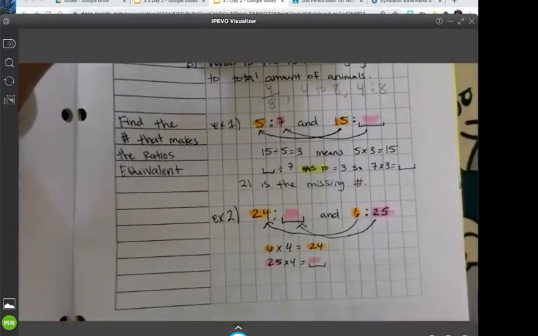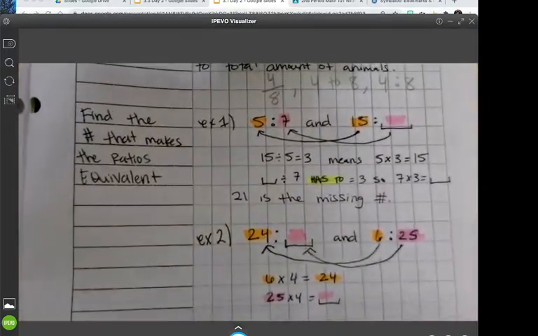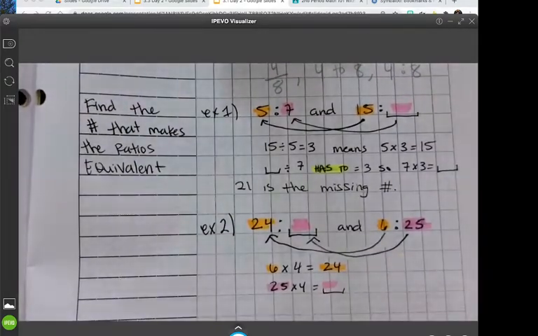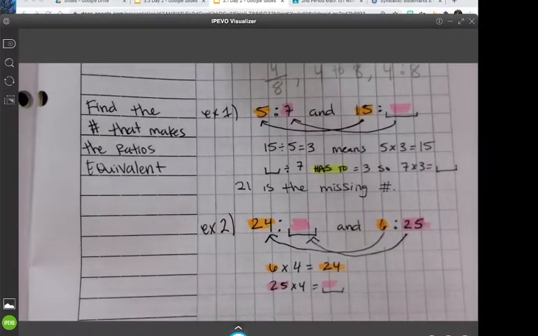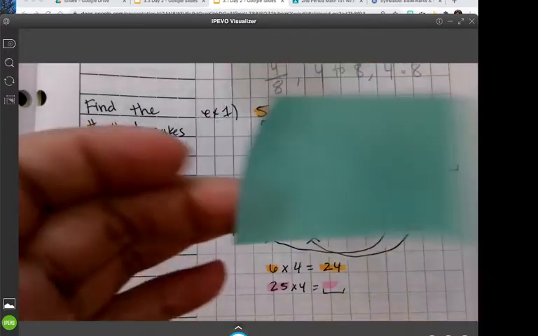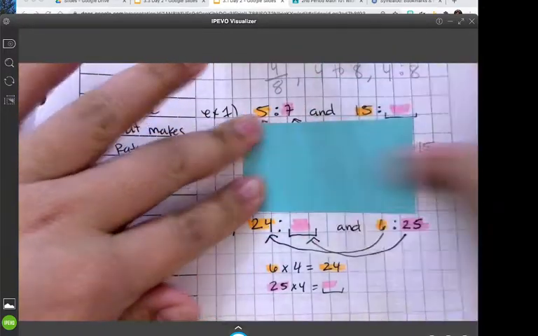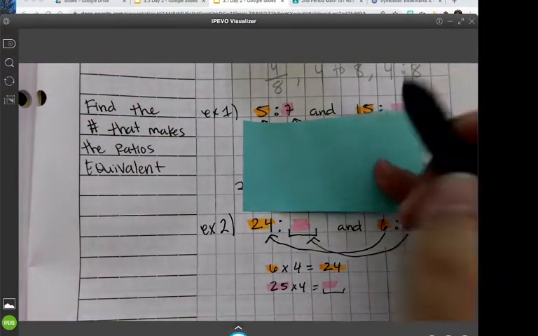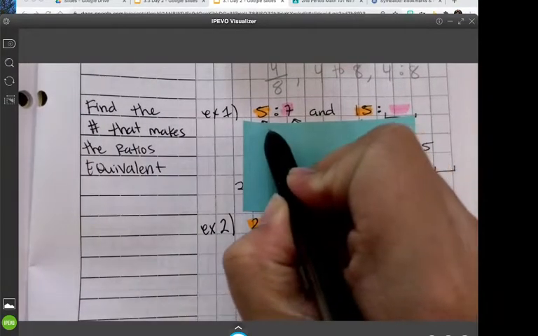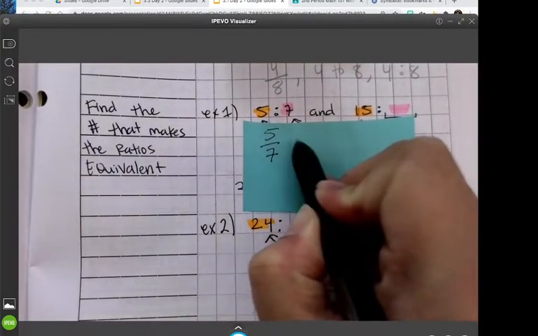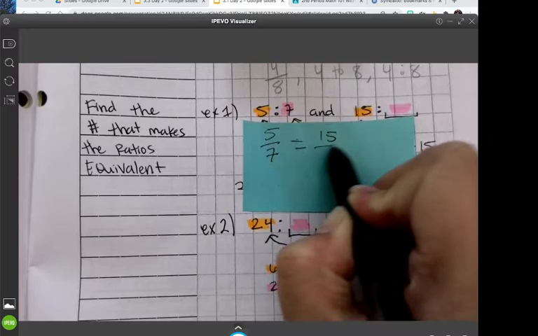All right, find the number that makes the ratios equivalent. Like I said, I taught it a little differently than the way it is in the notes, so I had to adjust. I'm going to adjust right now using some sticky notes. Sorry if you already wrote it down. What I did was I rewrote them as fractions. So we have 5 to 7 is equal to 15 to blank.